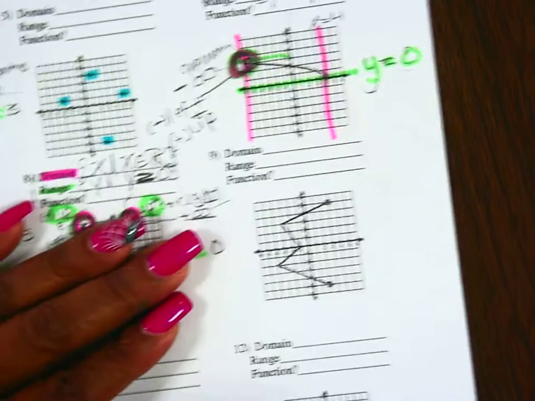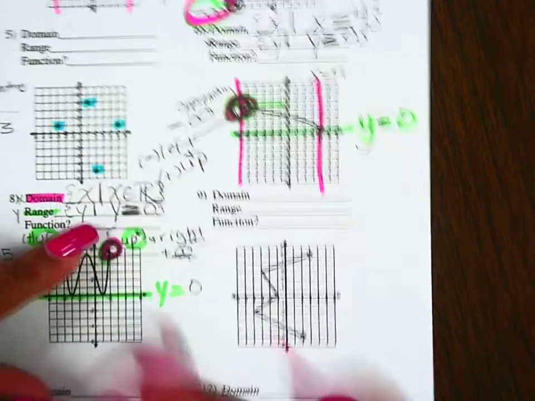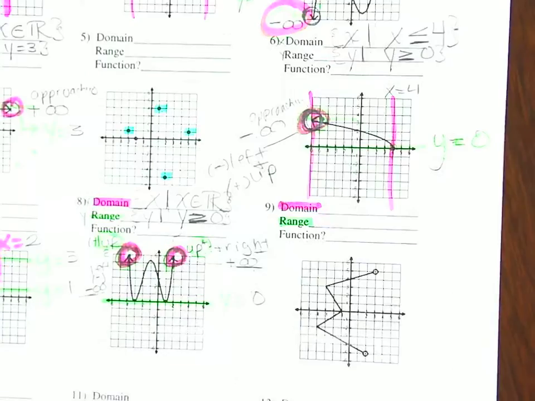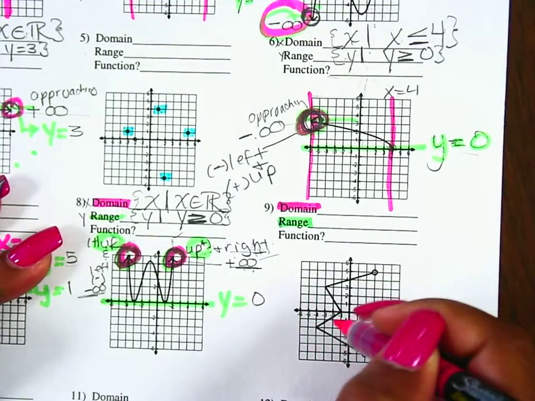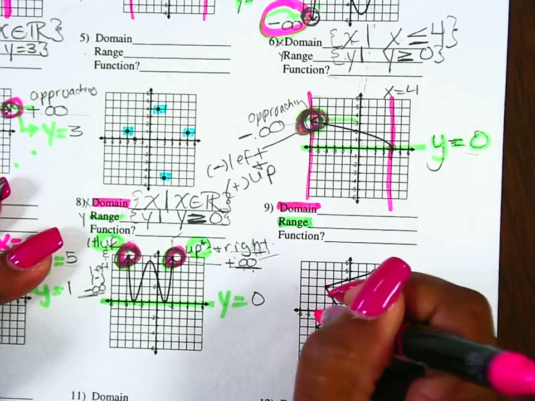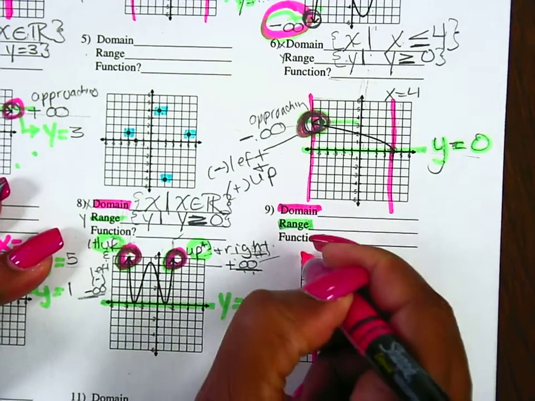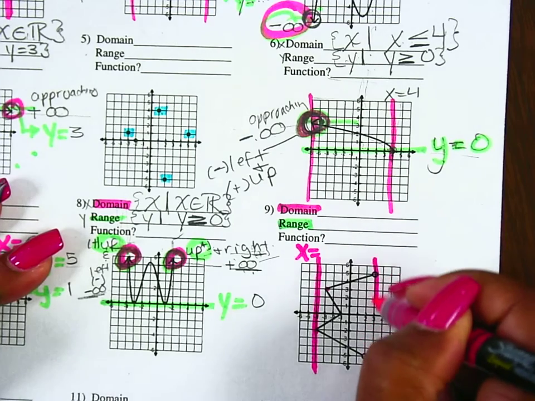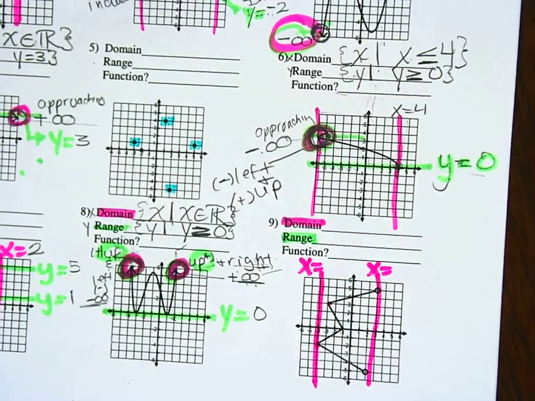Okay? So then number 9, here we go. The domain, let me highlight this. Domain is going to be my pink highlighter. Range is going to be my green highlighter. So here we go with the domain. That's my x. How far does it go to the left? That's the first it can go to the left. So x equals, how far does it go to the right? And that's x equals.